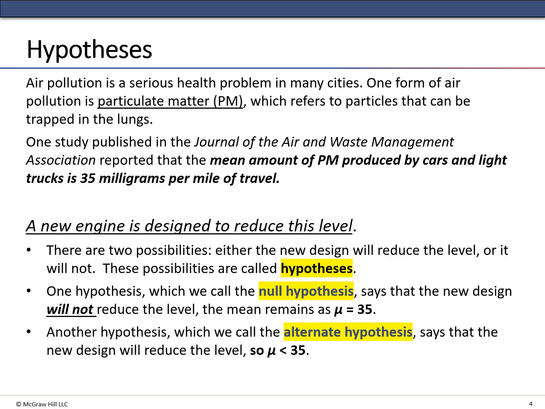Another hypothesis, which we call the alternative hypothesis, says that the new design will reduce the level so that the average, or mean, mu, is less than 35. Our alternative hypothesis is always the one that we're trying to test out, and our null hypothesis is always the one that says it did not change.